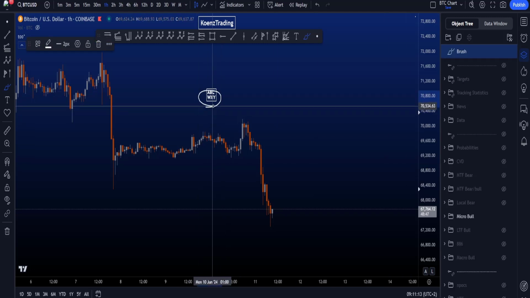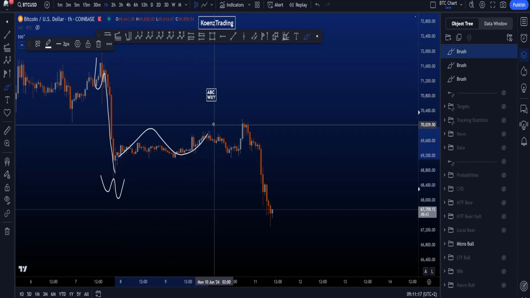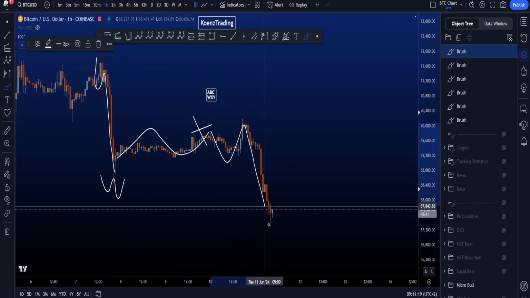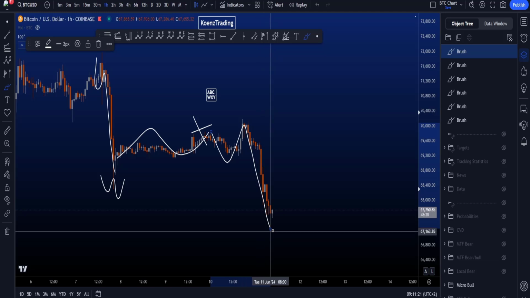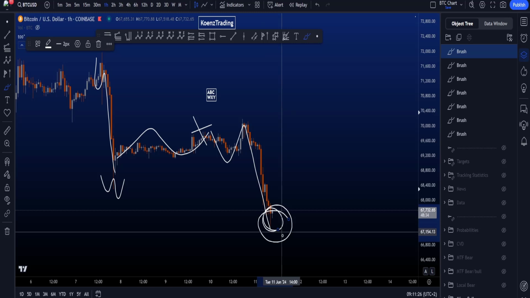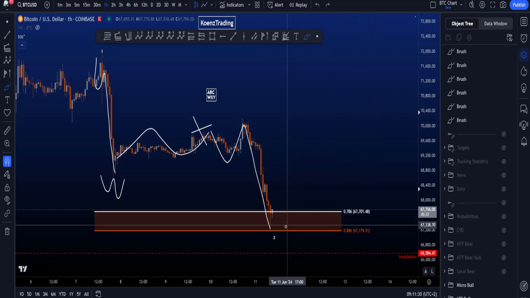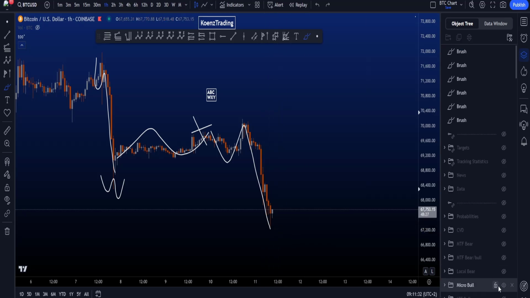If we then think about the WXY, then we have a zigzag in a wave W, another 3-wave structure in a wave X, and then a flat structure in a wave Y. We then definitely want to finish this move to the downside very, very soon, because again, we do not want to touch that 0.886. So actually, preferably, this is then your low in that case.